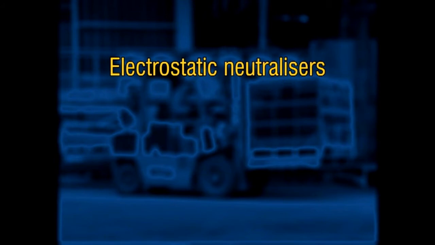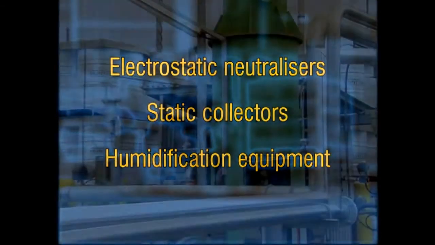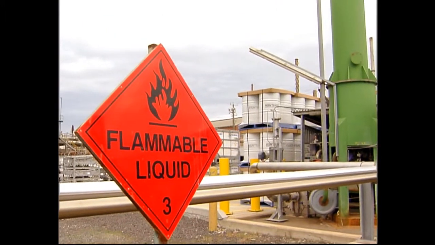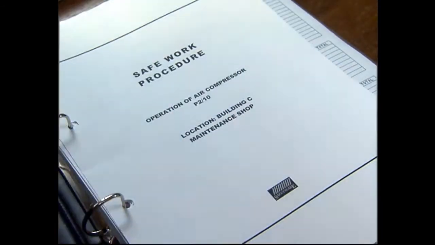Many workplaces use specialized equipment to aid in the control of static charges. These include various types of electrostatic neutralizers, including high voltage and induction neutralizers, static collectors, and humidification equipment. However, these engineering controls should not be relied on to control static electricity, especially in flammable environments. These control measures work best when they are used in conjunction with other suitable control measures which are incorporated into safe work procedures.